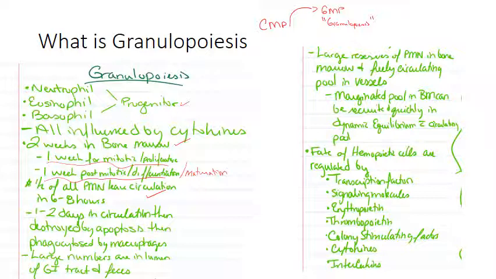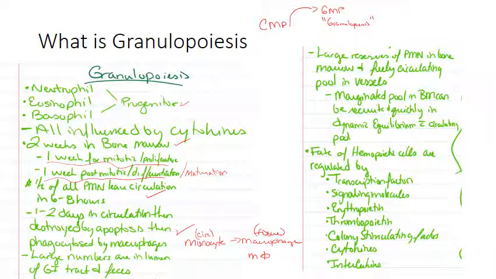If they don't, they just die. There's 1 to 2 days in circulation, then destroyed by apoptosis, then phagocytized by the macrophages. Remember, monocyte in circulation, all right, and macrophage in tissue. And also, I'm going to teach you this shorthand. This is the macrophage. It's an M with a psi, the Greek symbol for psi. All right, and that's going to be really helpful when you start writing a lot of notes for immuno. You're going to need to use that.